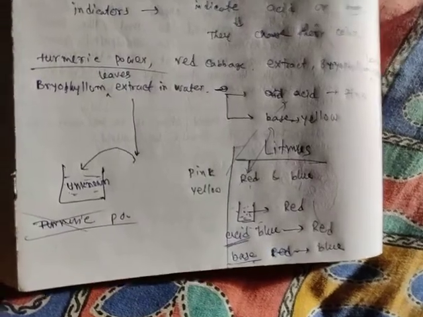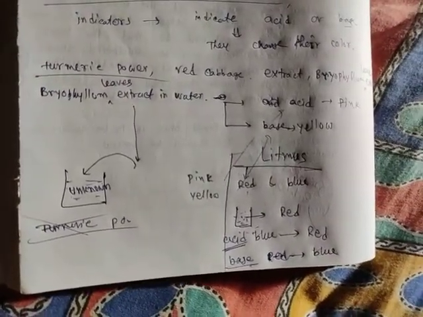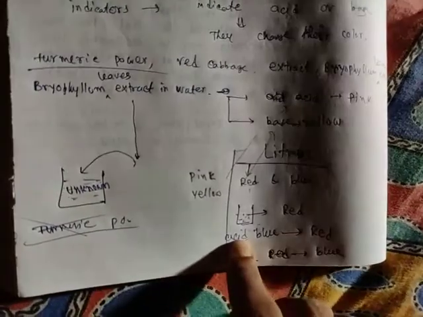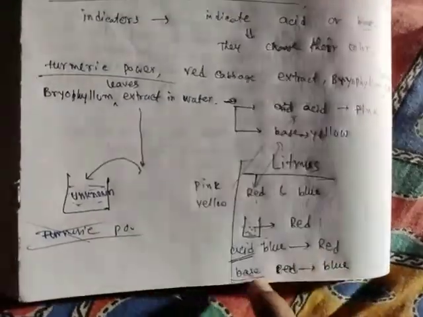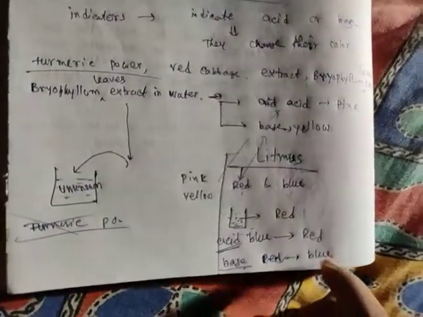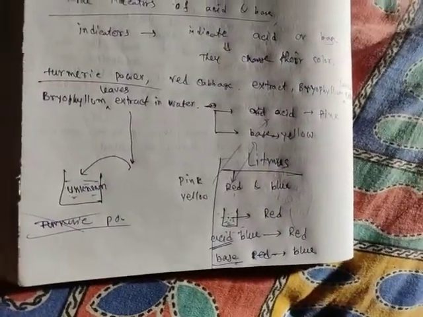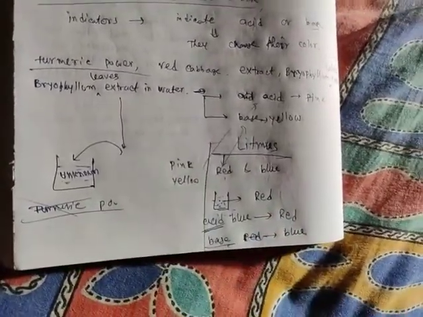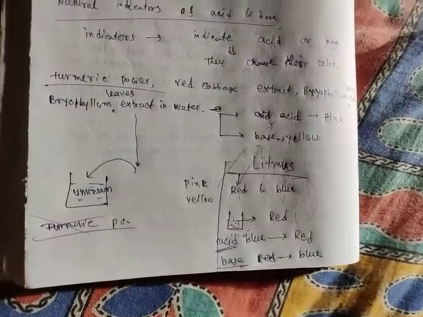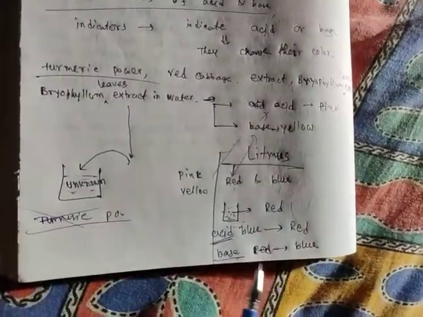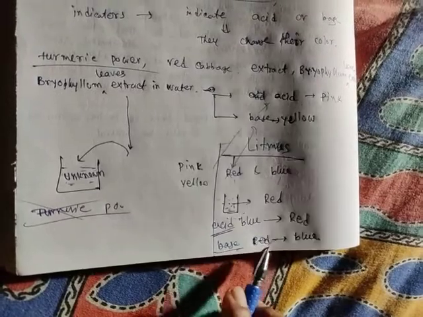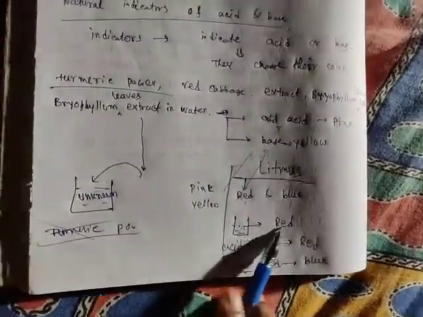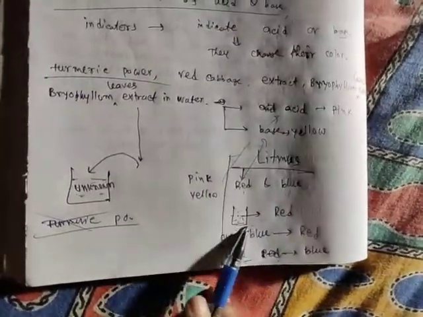Understand? In the acid solution, blue litmus changes into red, and in base solution, red litmus changes into blue. But in acid solution, red litmus remains red, and in base solution, blue litmus remains blue. So with the help of litmus paper, we can easily say whether the given liquid is acid or base. Suppose first we check with red litmus if it changes color. If the color changes into blue, then we can say it is base. If the color is not changed, then we can say it is acid.